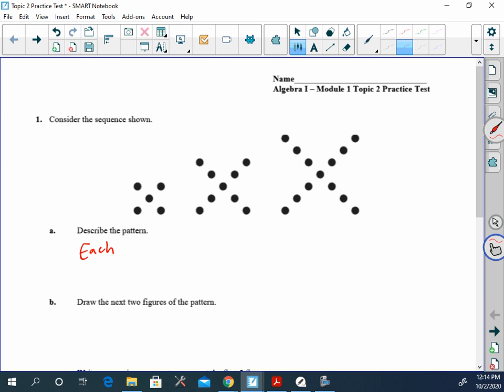So you could say that each figure has 1 more dot that's added to the branch. So 1 more dot added to the end of each branch.